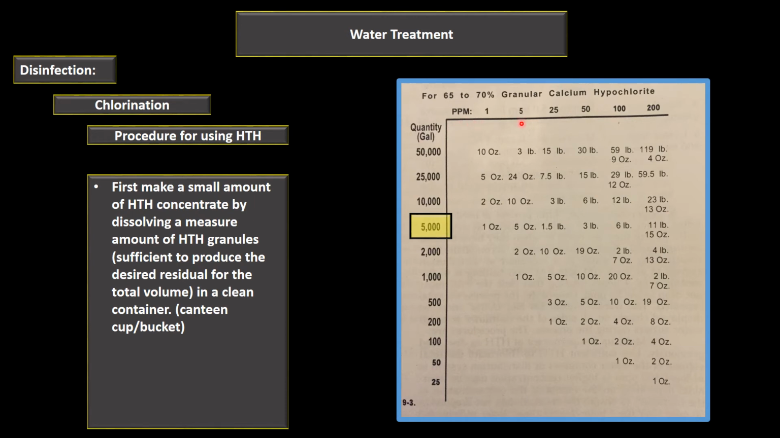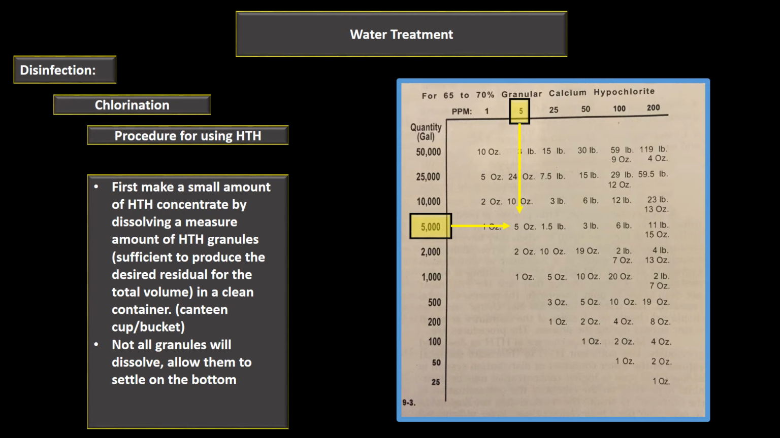But say in this container, this 5,000, it is appropriate for us to get our chlorine level to 5 parts per million. Well, that would mean we'd have to take 5 ounces of HTH. We'd take 5 ounces of the calcium hypochlorite. And at first, we're not going to just dump it in this 5,000 gallon container that we're using. What we're going to do is we're going to take a bucket or a canteen cup, and we're going to dissolve that 5 ounces of granules in there and have this super concentrated, chlorinated water.